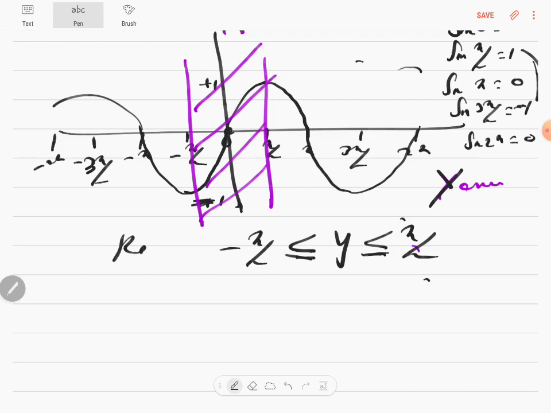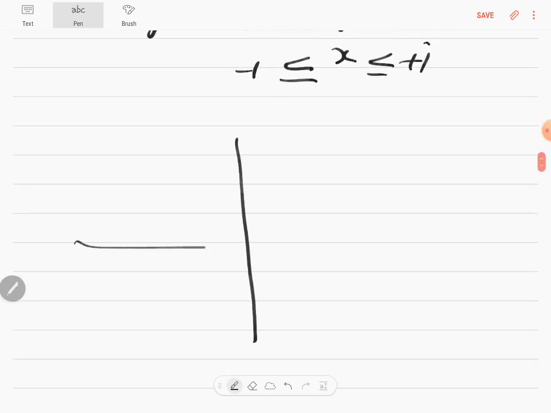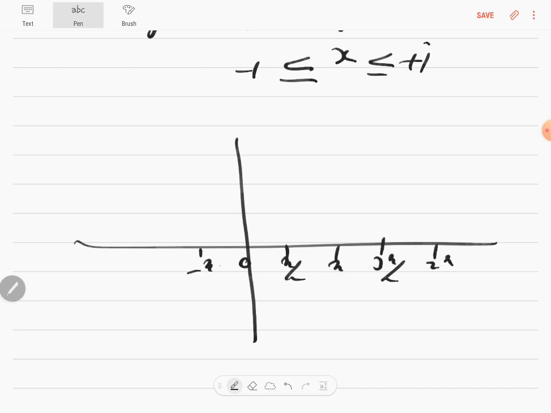That's your range, and your domain x will lie between minus 1 and plus 1. This is about the sine graph. Let's do the cos graph. I'll draw a trigonometric graph with 0, pi by 2, pi, 3 pi by 2 and 2 pi, and minus pi by 2 and so on.